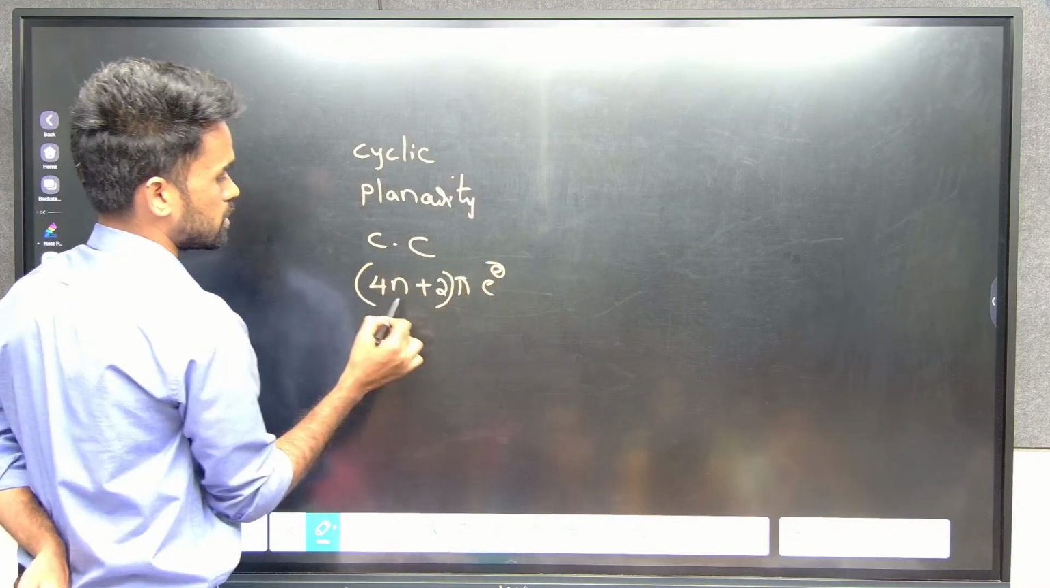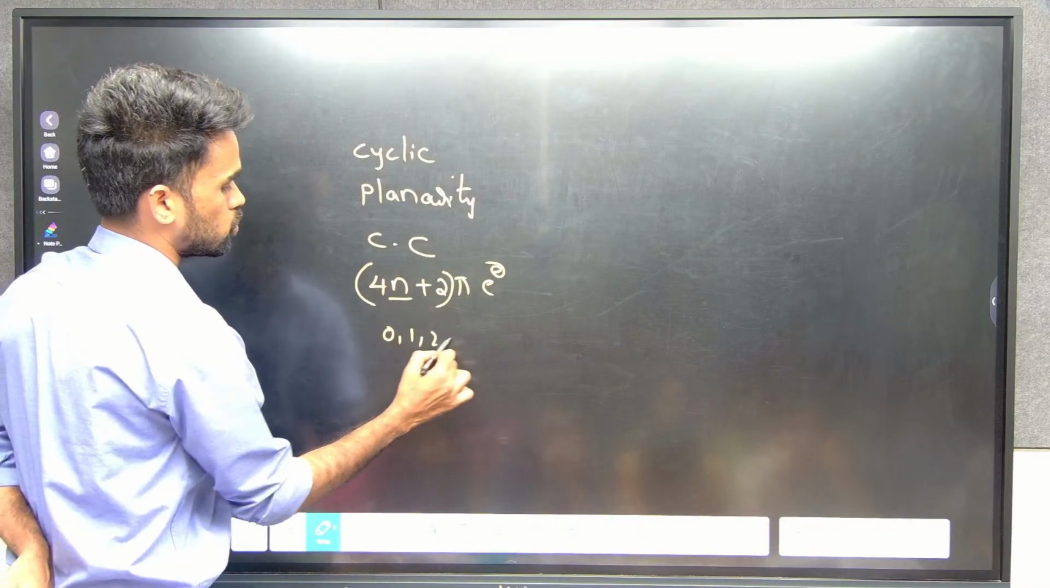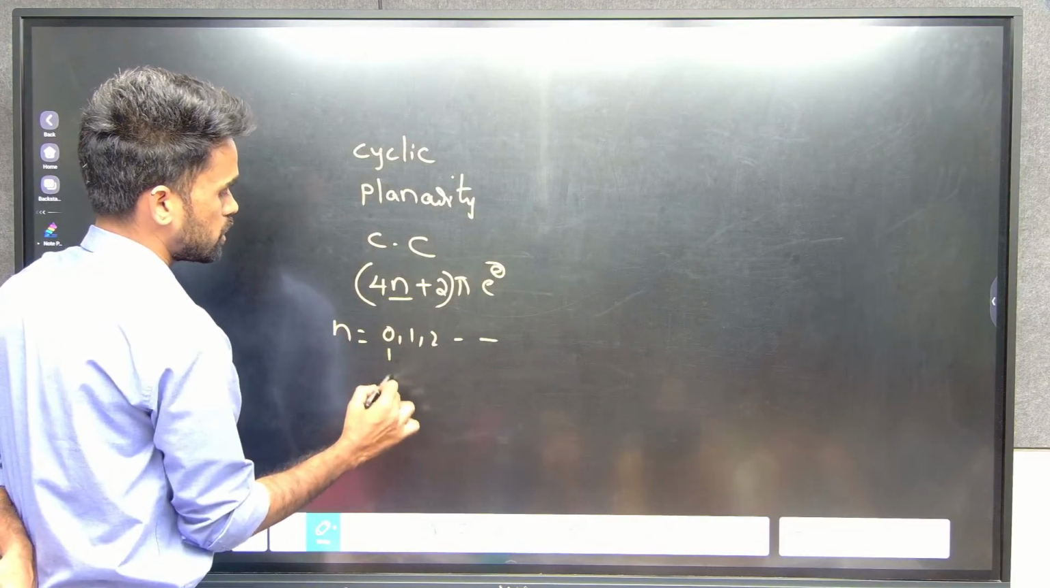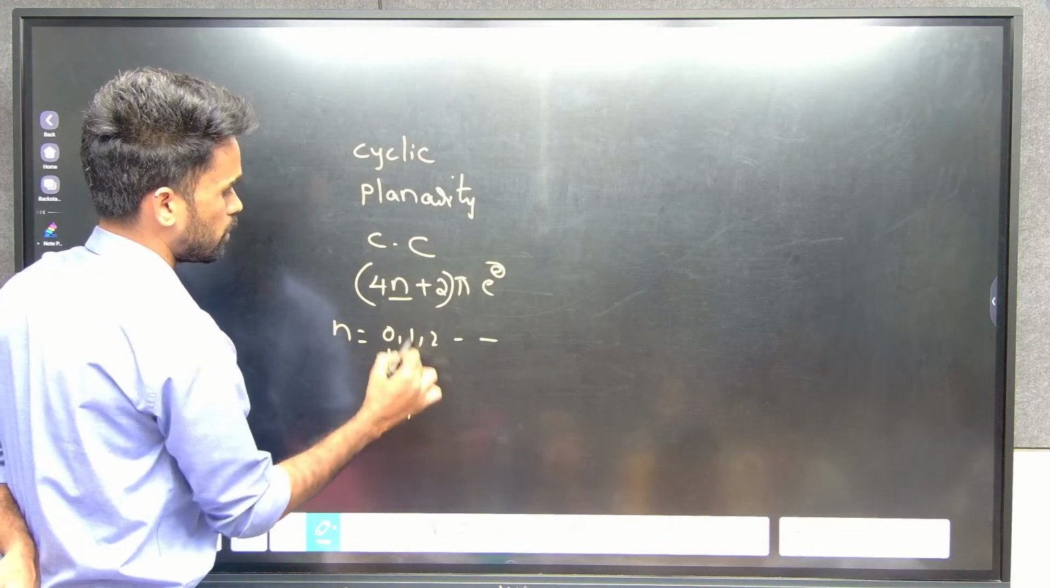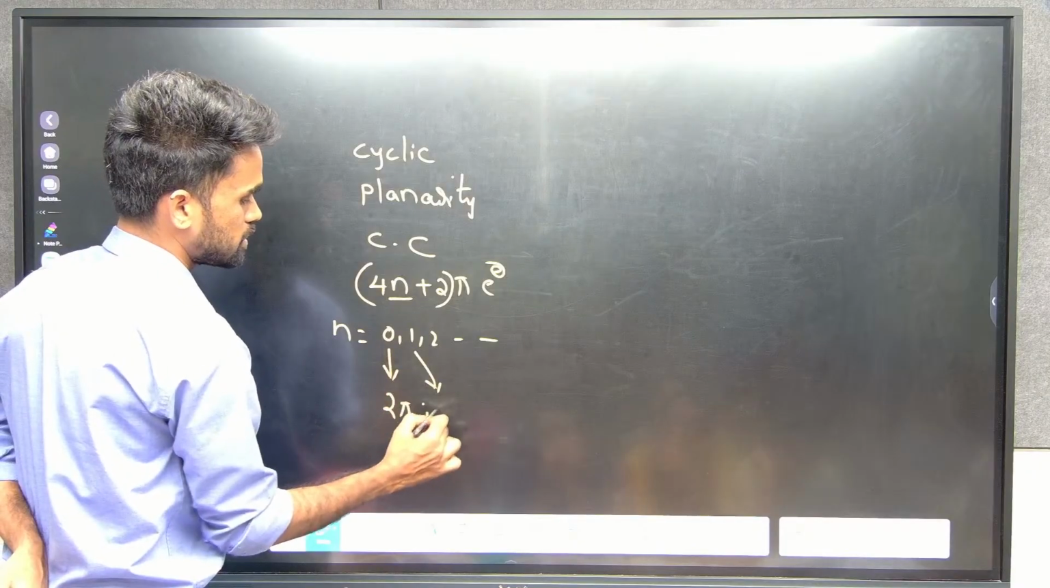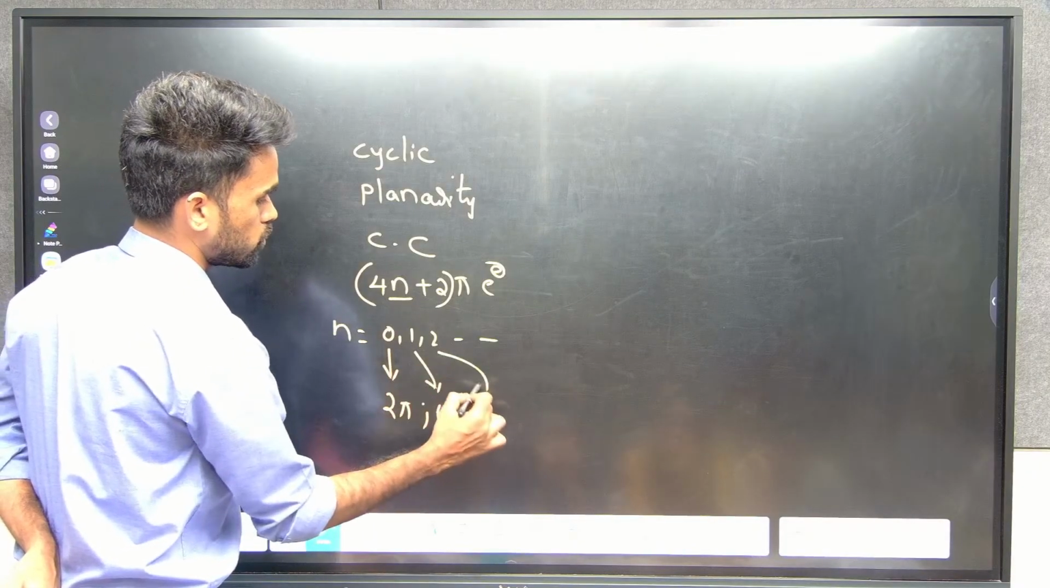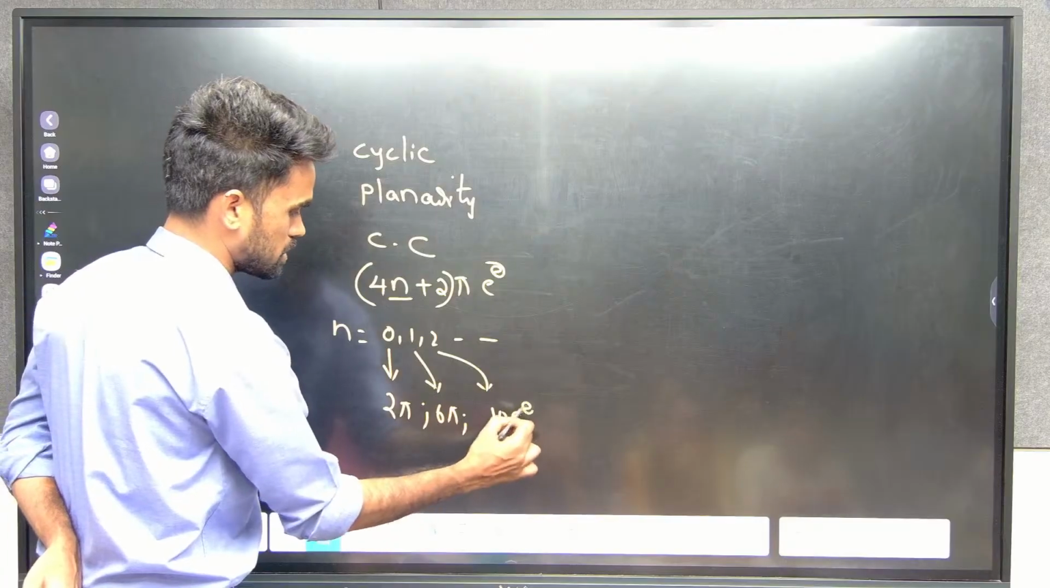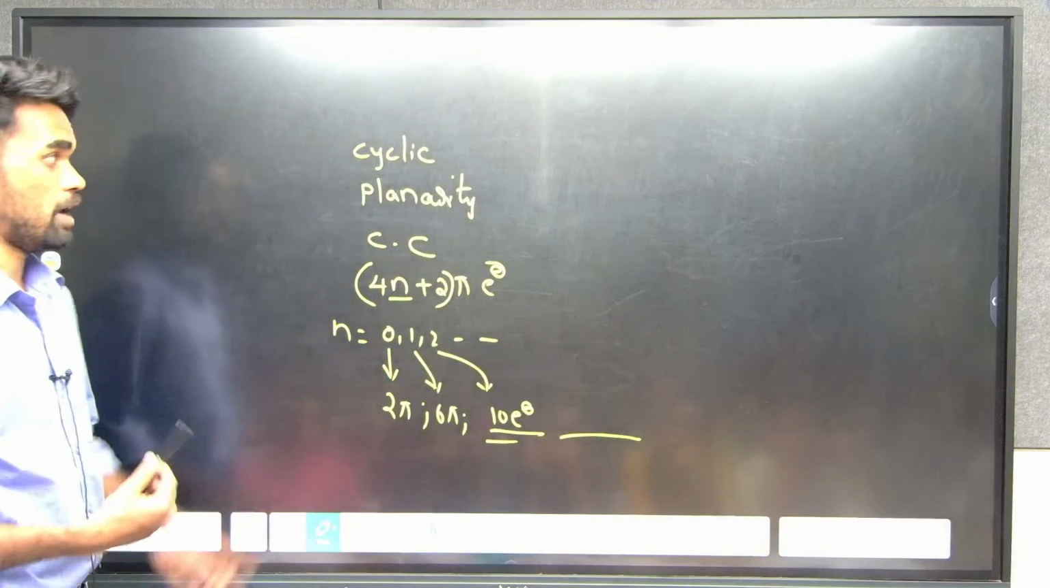This many pi electrons. The n value can be 0, 1, 2, and so on. If you put 0, you will get 2 pi electrons. If you put n equals 1, you will get 6 pi electrons. Next, if you put 2, you will get 10 pi electrons. Like this, the electron count will be there in aromatic compounds.